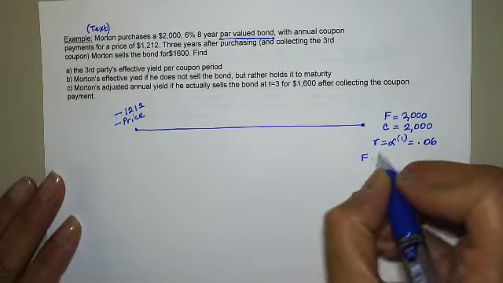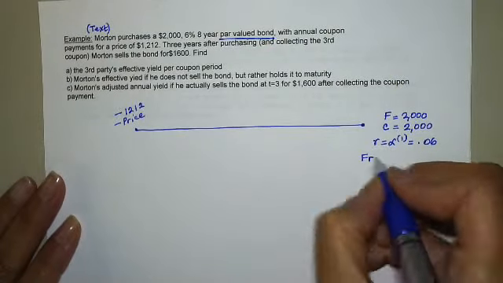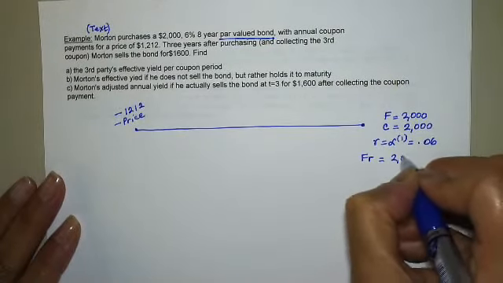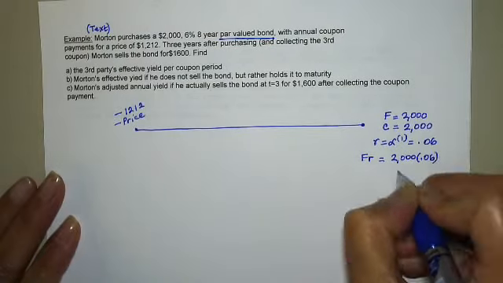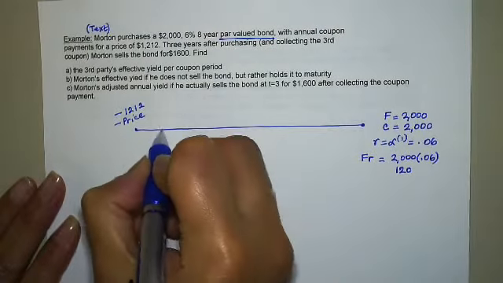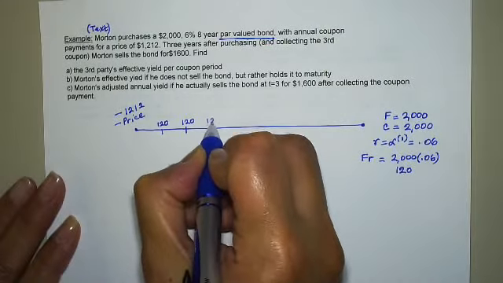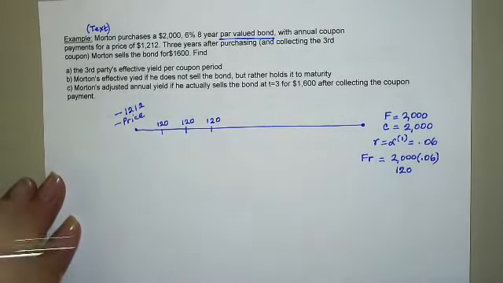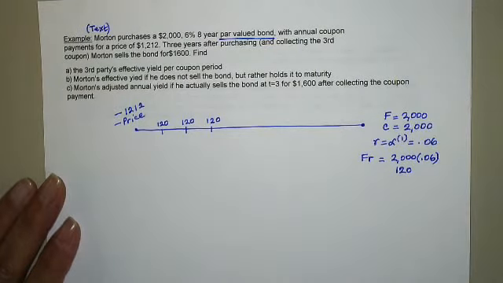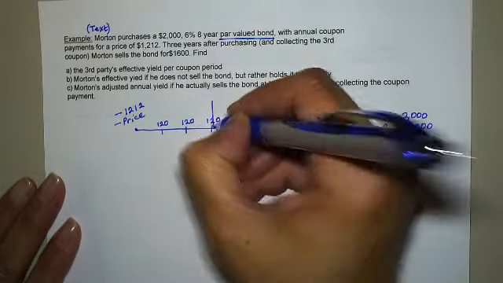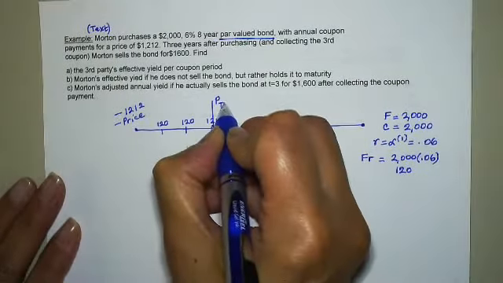6% bond. So R equals alpha 1 is equal to 0.06. Three years after purchasing, okay, let's find FR so I can start writing my coupons. FR is 2,000 times 0.06, which is 120. So 3 years he collected coupons for 120 each.